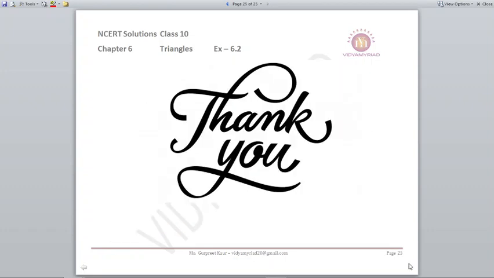That's all for this exercise, children. I hope you must have found it very easy. The only one concept you need to understand about the basic proportionality theorem: if the sides are proportional, the lines are parallel, and if the lines are parallel, the sides are proportional. So both BPT and converse of BPT are applied in this particular exercise. Still, do lots of practice.